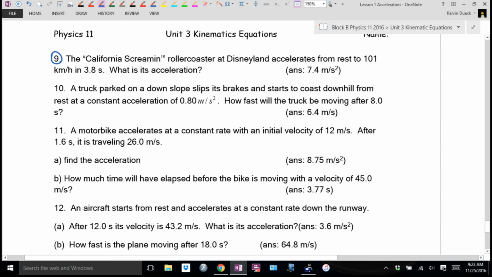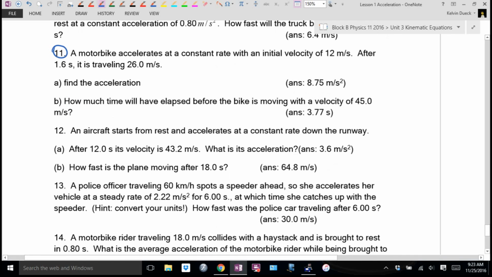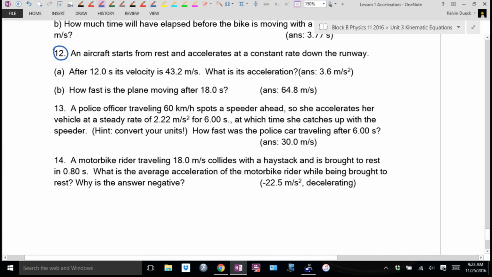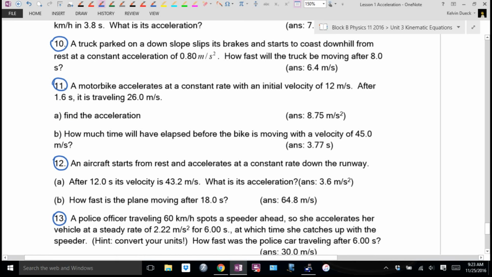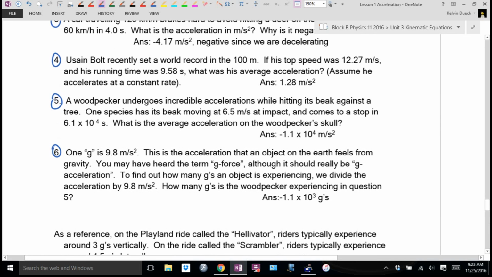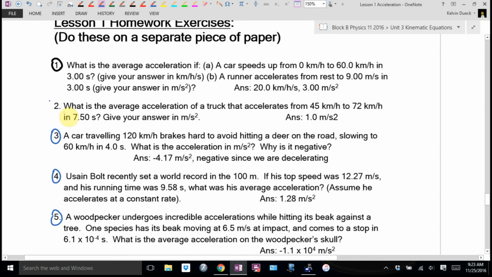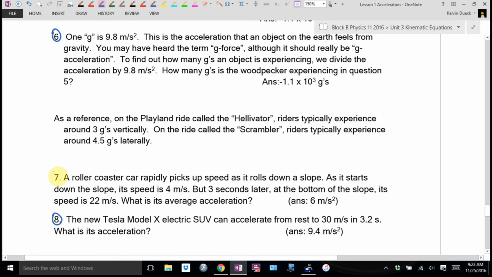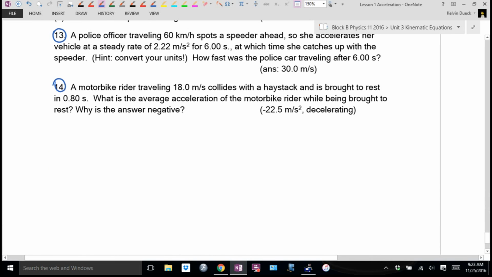So number 9 is good. 10 is good. 11 is good. 12, 13, and 14. So really I just skipped which one? 7 and 2? I skipped 7 and 2. 2 and 7. If you probably can get it all done in class, actually.